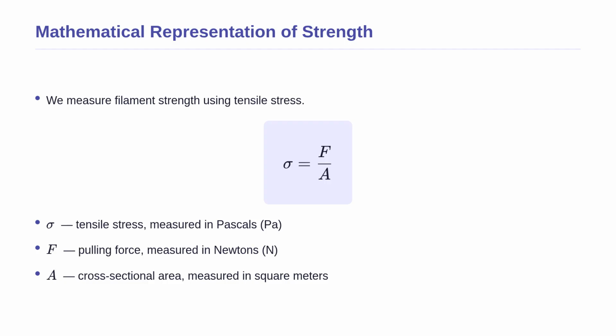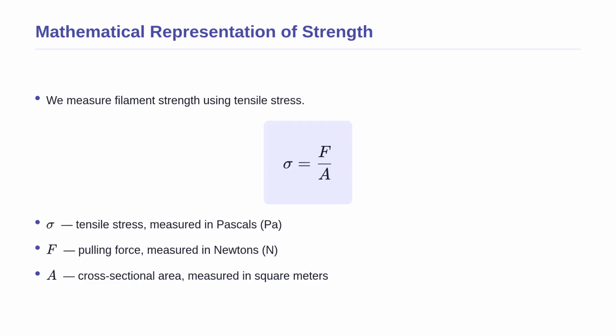To truly appreciate this mechanical role, we can look at how physicists measure their strength. We use the concept of tensile stress, which measures how much pulling force a material can handle before it snaps. The formula for this is sigma equals F divided by A. Conceptually, this tells us the pressure endured during cellular stretching.